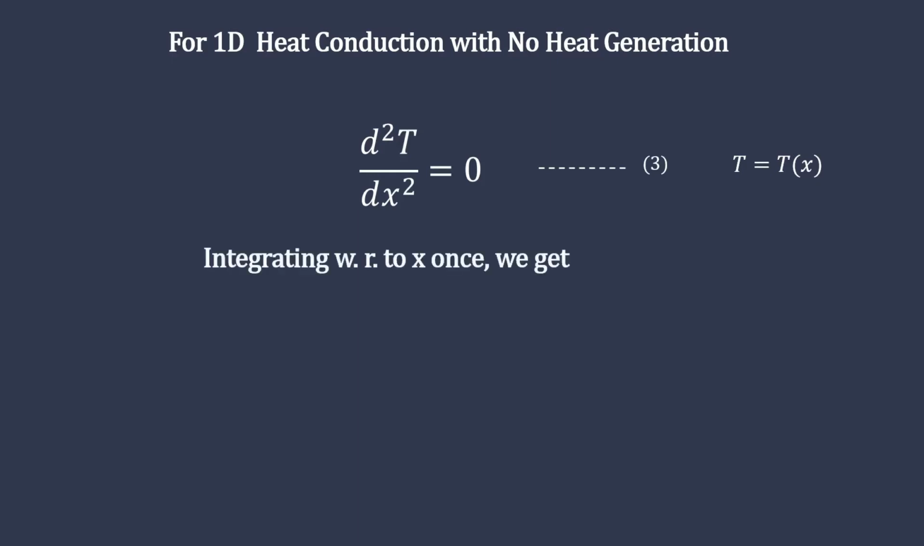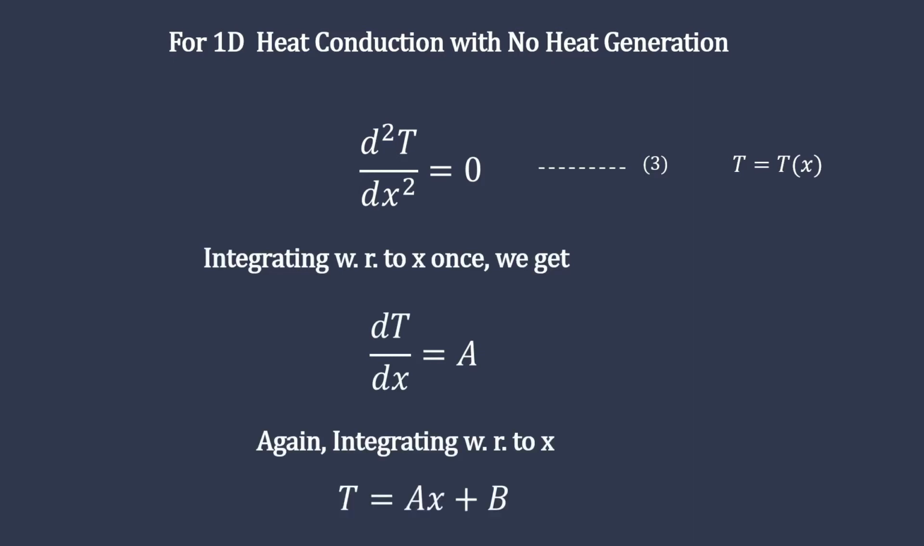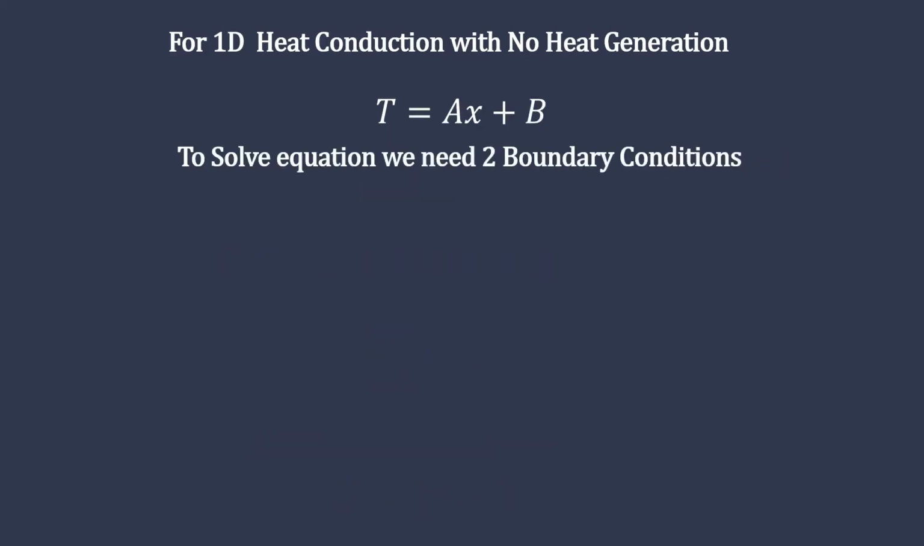This is a second order ODE with constant coefficients and can be easily solved. Integrate the equation with respect to x once, we get dT/dx is equal to a. Again integrating with respect to x we get T is equal to ax plus b. Here a and b are the constants of integration. To solve the equation we need two boundary conditions.